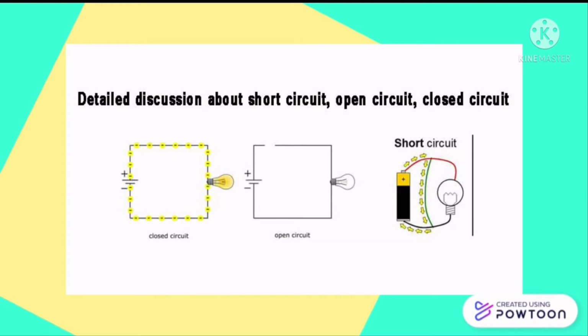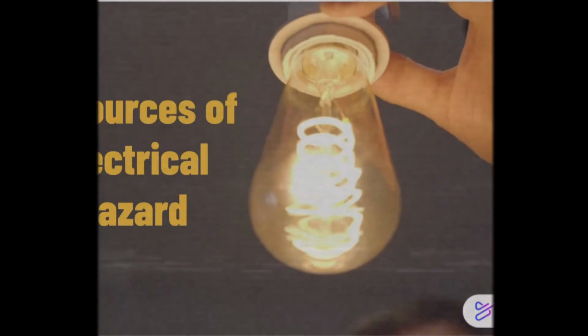The ground wire in a standard 3-wire circuit provides a direct path to the ground by bypassing the load. Short circuits can be another source of electrical hazard if a human is the conductor to the ground, thereby bypassing the load.